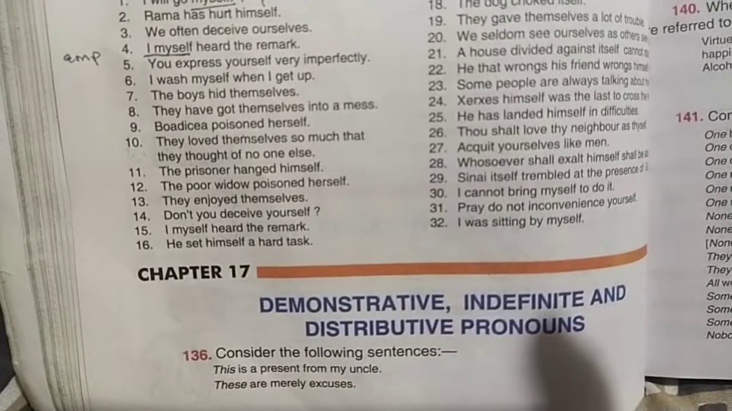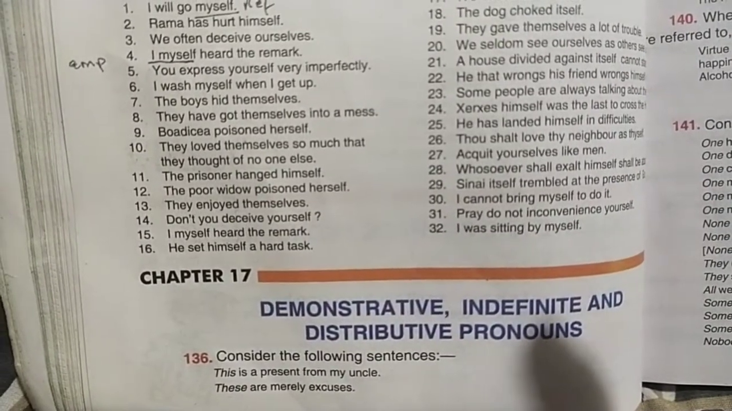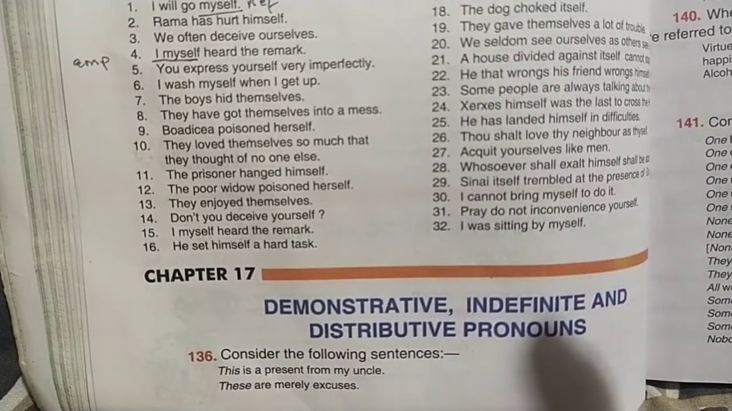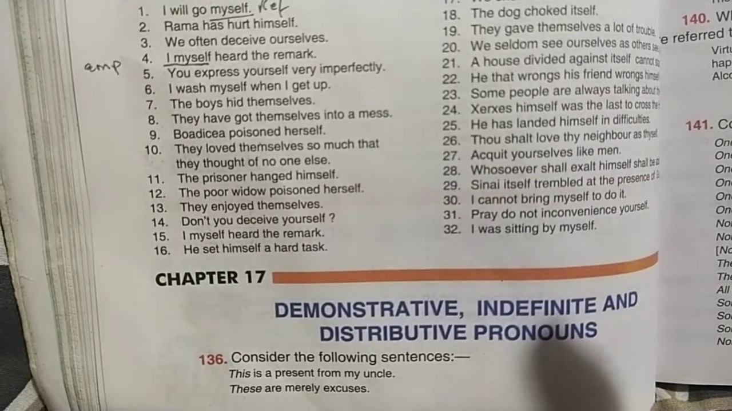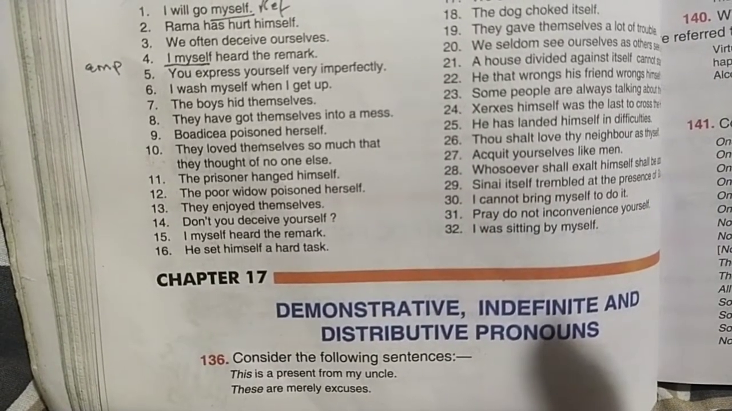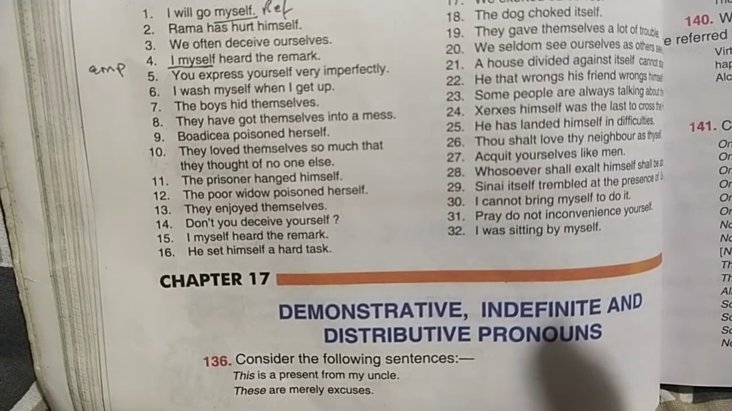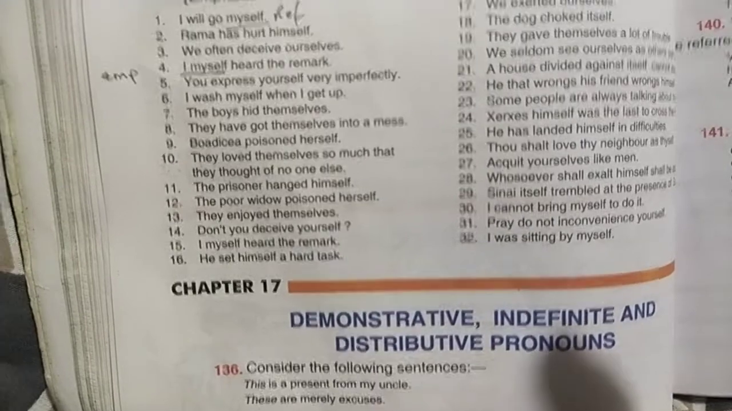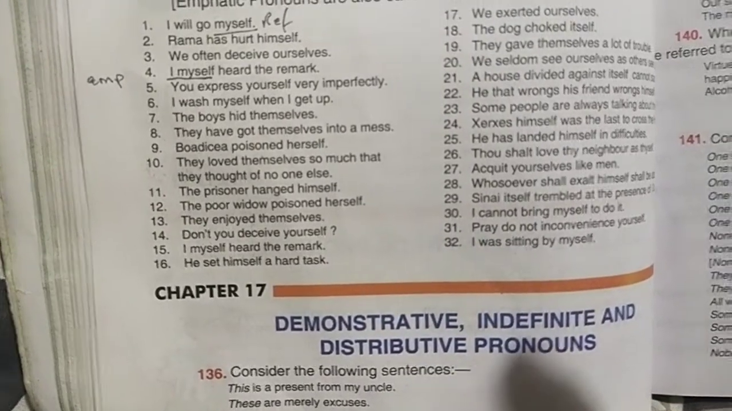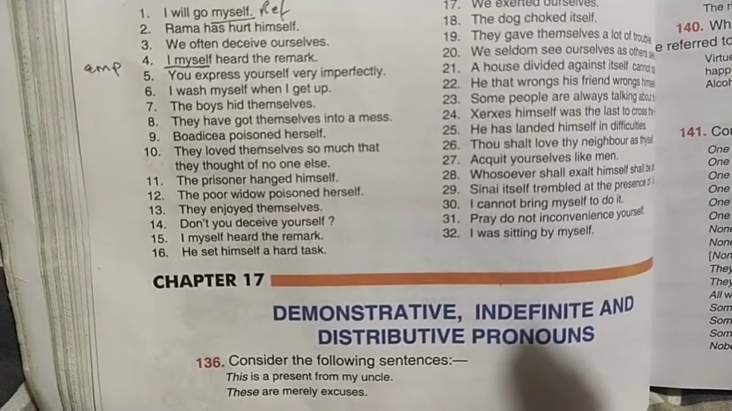Look at these examples. This is a present from my uncle. These are merely excuses. So you can guess now, we are talking about demonstrative pronouns. We're talking about this, that, these and those. Only these four are called demonstrative pronouns.